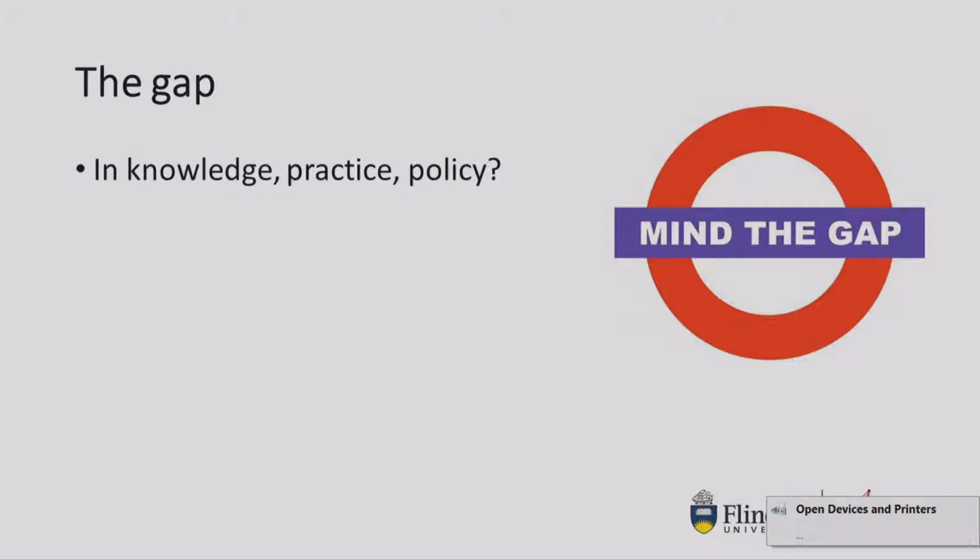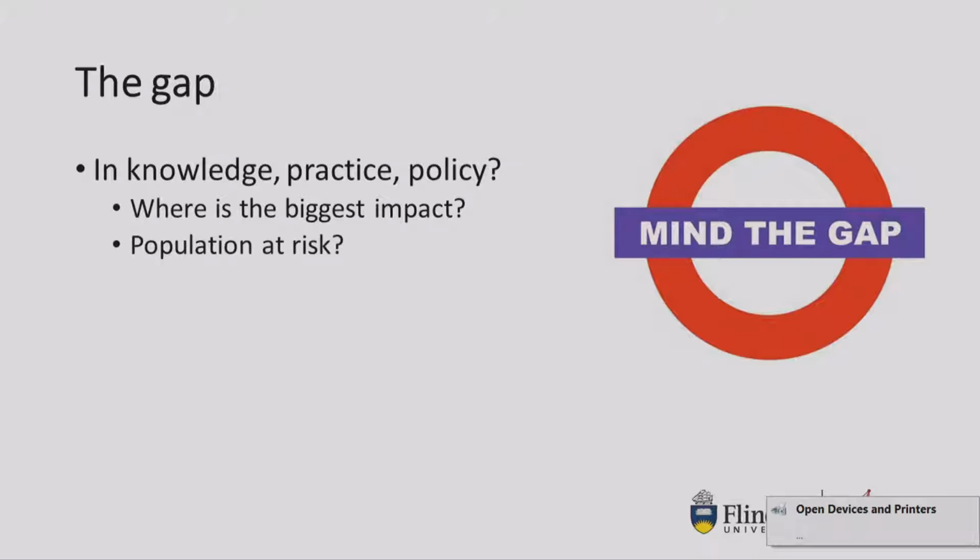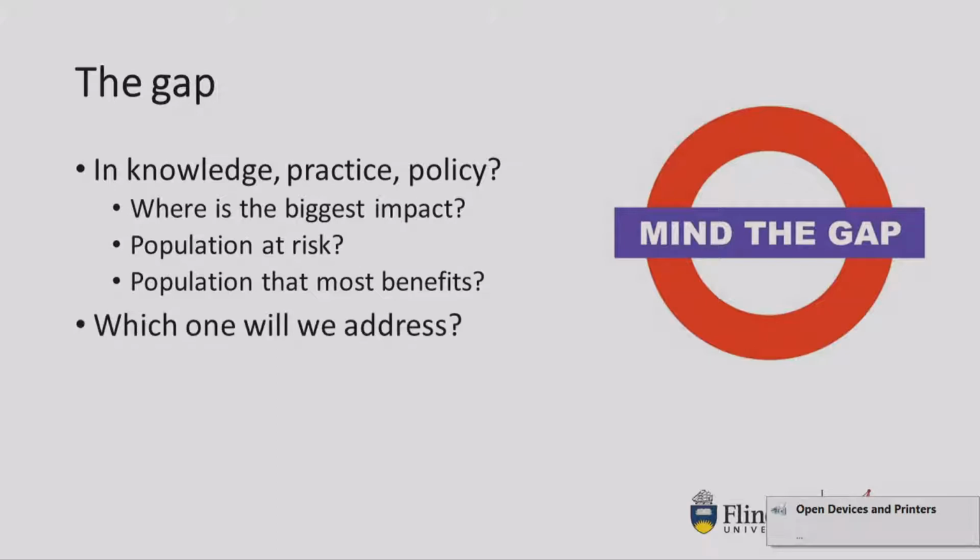In research, the gap could be in knowledge, in practice, in policy, or all of the above. It's worth thinking, where is it that you can create the biggest impact? And that may be identifying a population that's most at risk, or potentially identify the population that most benefits. And in fact, they may not necessarily be the same population. It's worth thinking which gap you're trying to address.